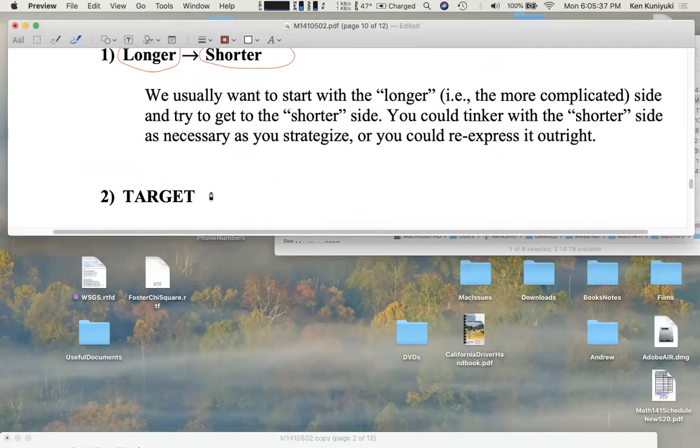Aim for the target. So let's say that you start with the left-hand side, and aim for the right-hand side. That would have made my first problem a lot easier. That was my solution 4, which I presented first. Aim for the target. If your target has cosecant and cotangent, try to get cosecant and cotangent in your expression as soon as possible.